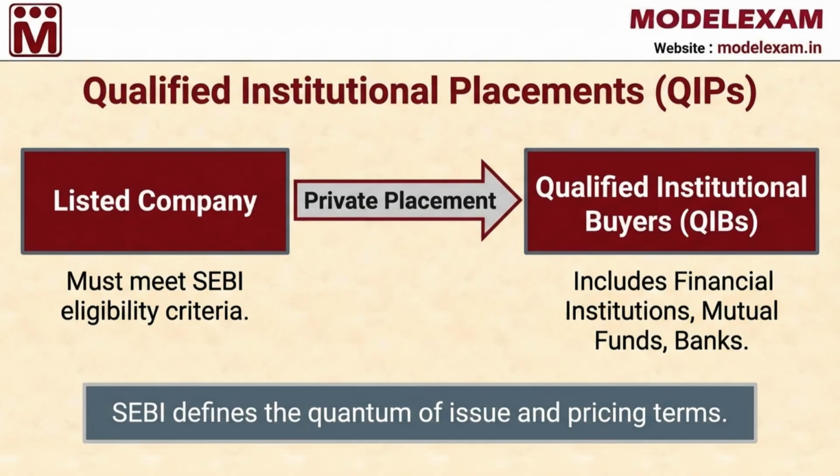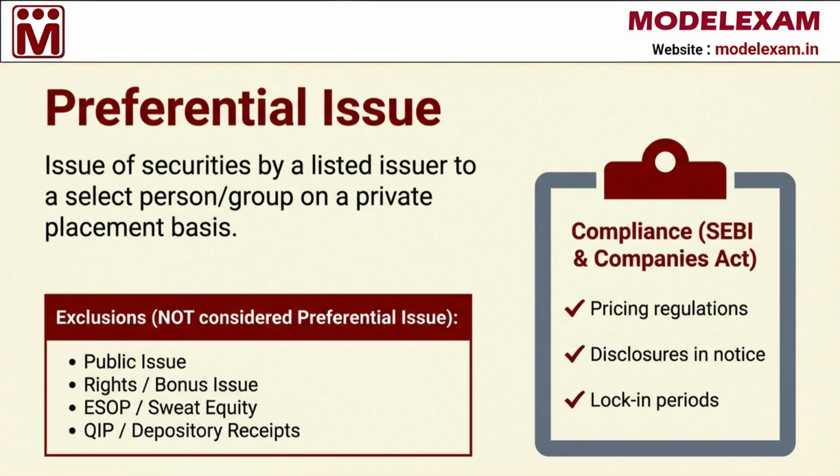While it is private, the company still has to follow SEBI guidelines regarding the quantum of the issue and the pricing terms. The second type is a preferential issue.